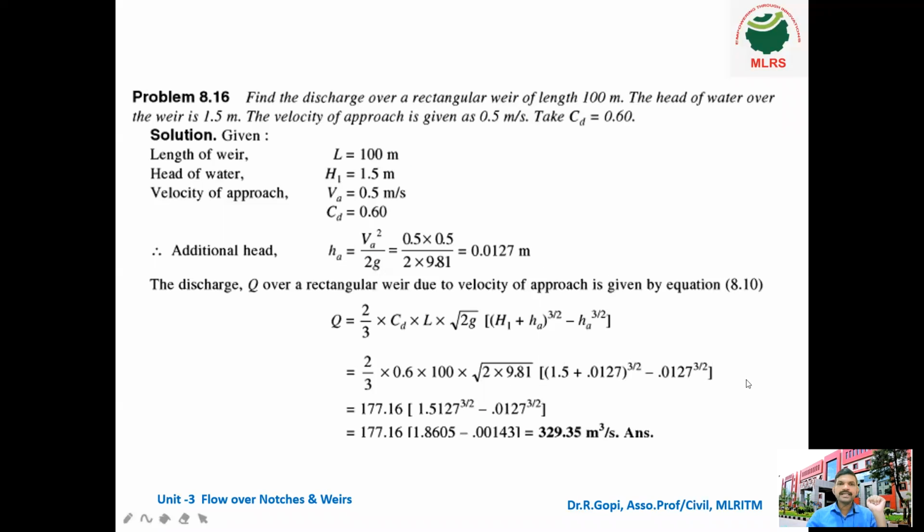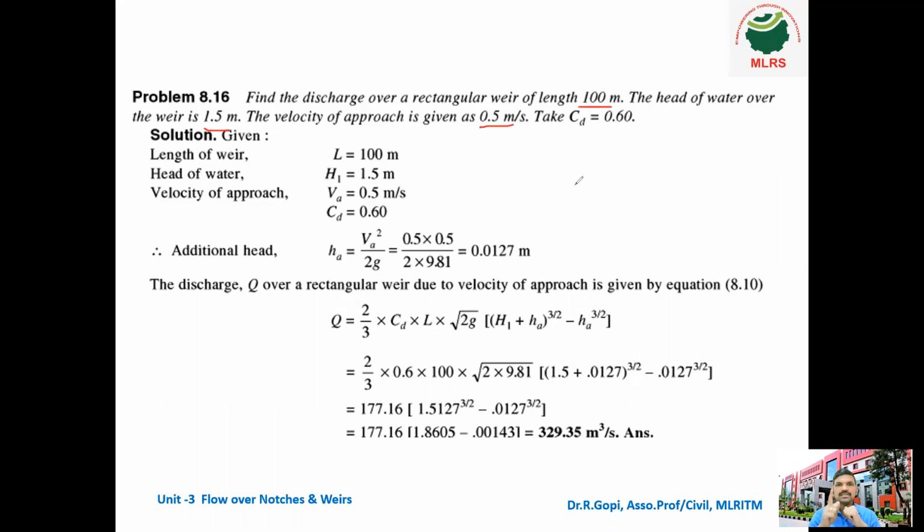So next we will move to the next problem. Find the discharge over a rectangular weir of length 100 meter. Imagine a 100-meter-long rectangular weir. The head of water over the weir is 1.5 meter. The velocity of approach is given as 0.5 meter per second.